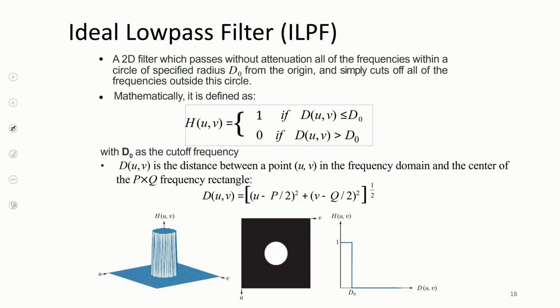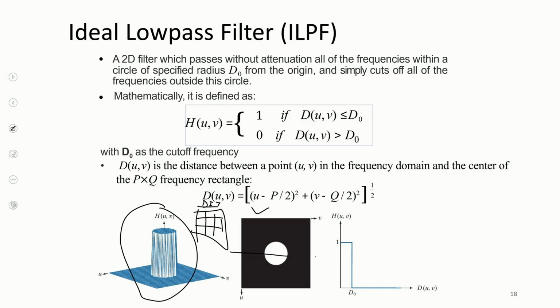Let's say I pass the frequencies less than d0, where d0 is the radius of the circle. After d0, I stop it, multiplying with 0. This is the 3D view of this filter, and this is the top view. If I multiply this with the DFT of the image, the Fourier transform of the image, I will get the low frequencies, the high ones will be stopped, and then I do the inverse.